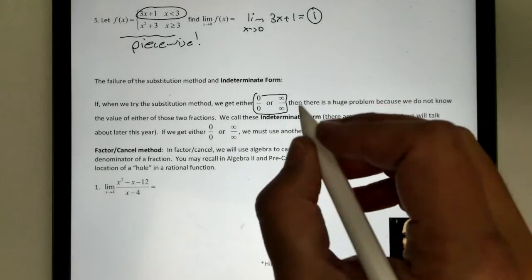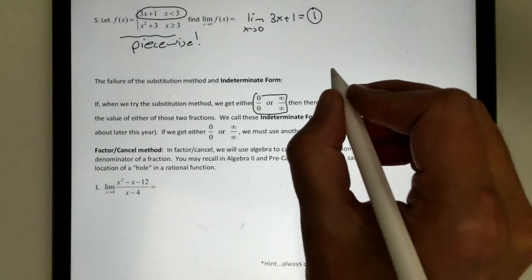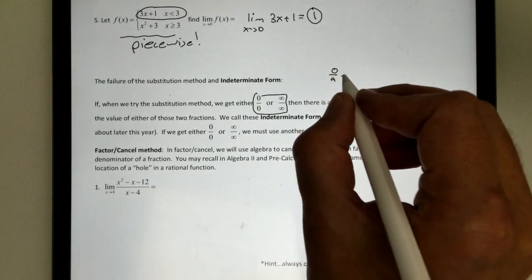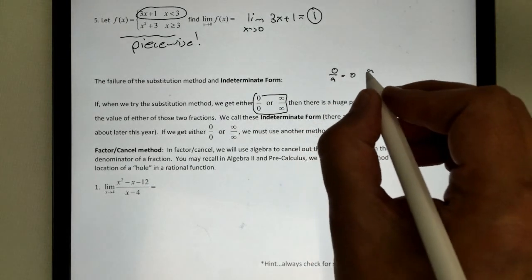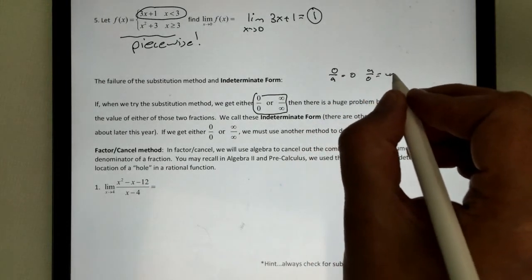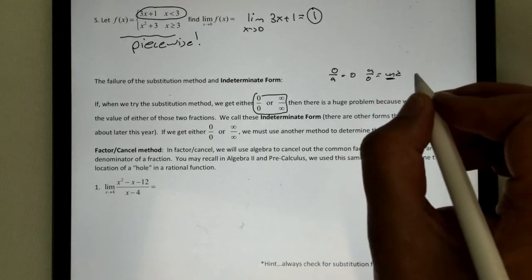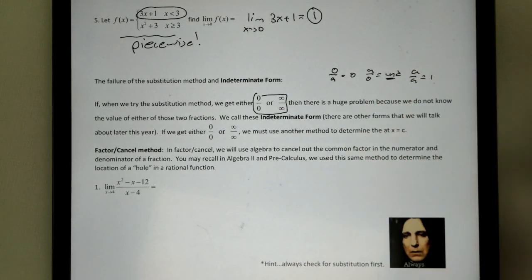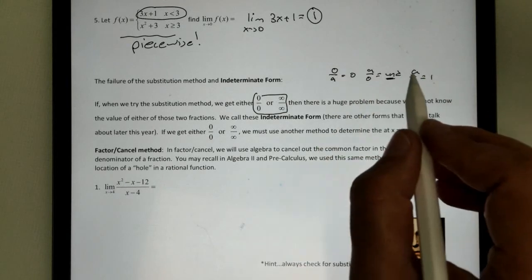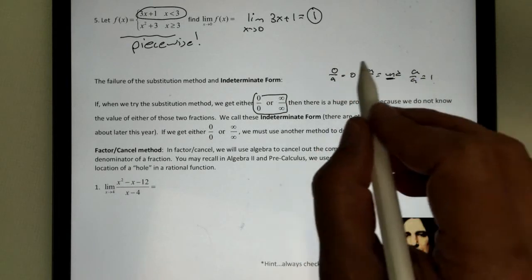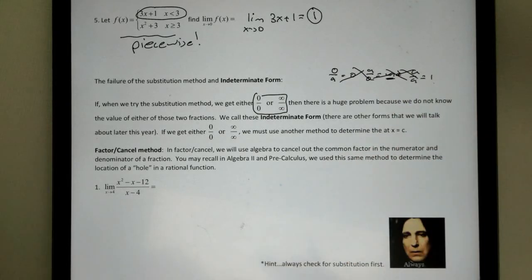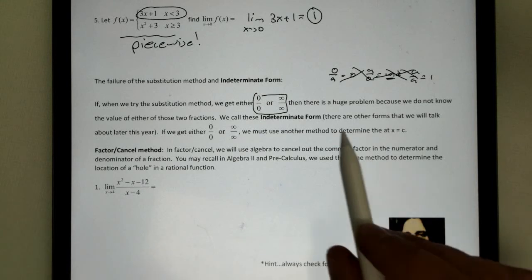For example, what is 0 divided by 0? Well, I know in algebra, if I take 0 divided by any number, I should get 0. But if I take any number and divide it by 0, we should get something undefined. That's a really weird thing right there. But what if we take any number divided by itself? We should get 1. So if I take 0 divided by 0, we have all these different issues that will arise. So we don't really like 0 over 0. And the same issue occurs for infinity over infinity.